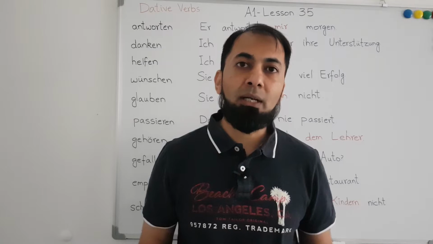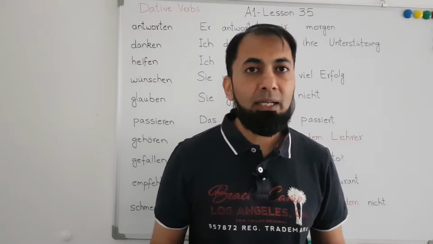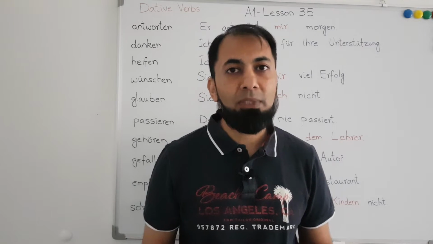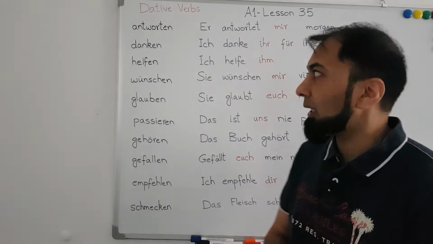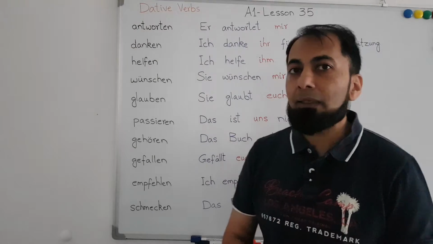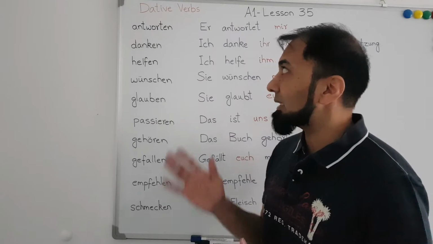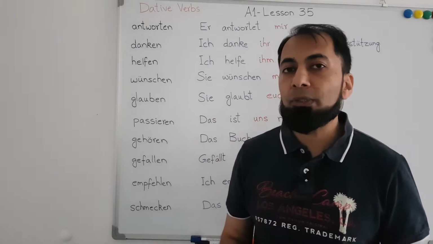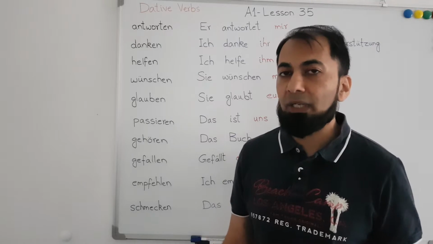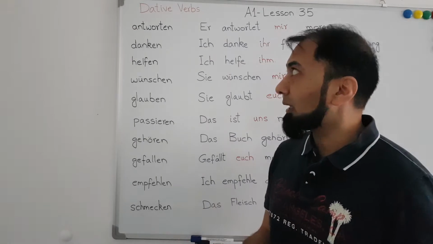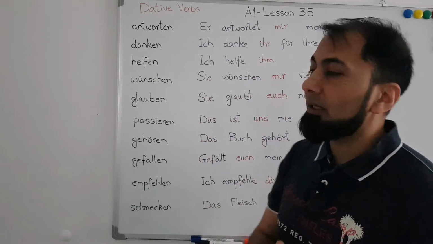Similarly, if we are using definite or indefinite article, then we have to use the indefinite or definite article from the dative case. There is a long list of dative verbs, but the most important and commonly used 10 dative verbs which are very important for A1 level, I have listed them here, and I will put some more verbs in the description of this video so that you can extend your vocabulary about the dative verbs. So here I start with antworten.